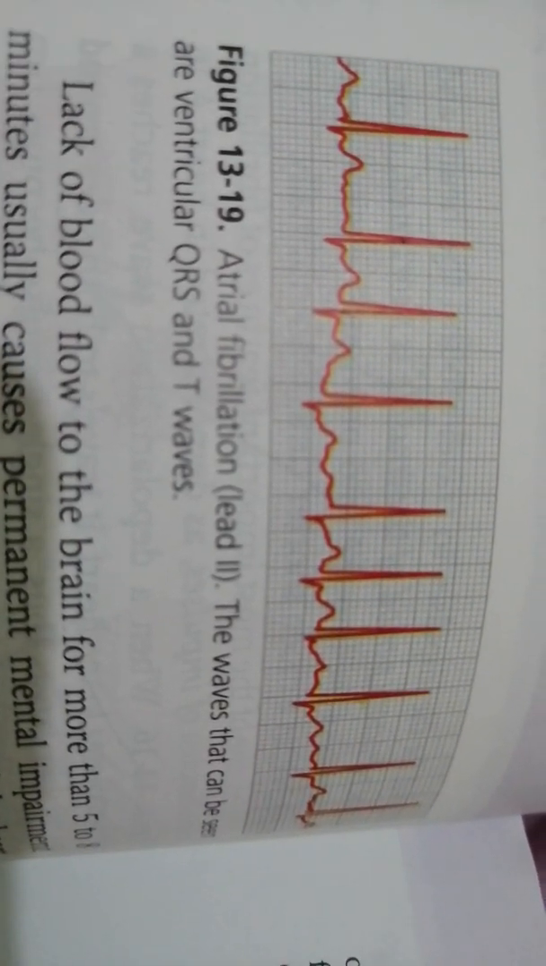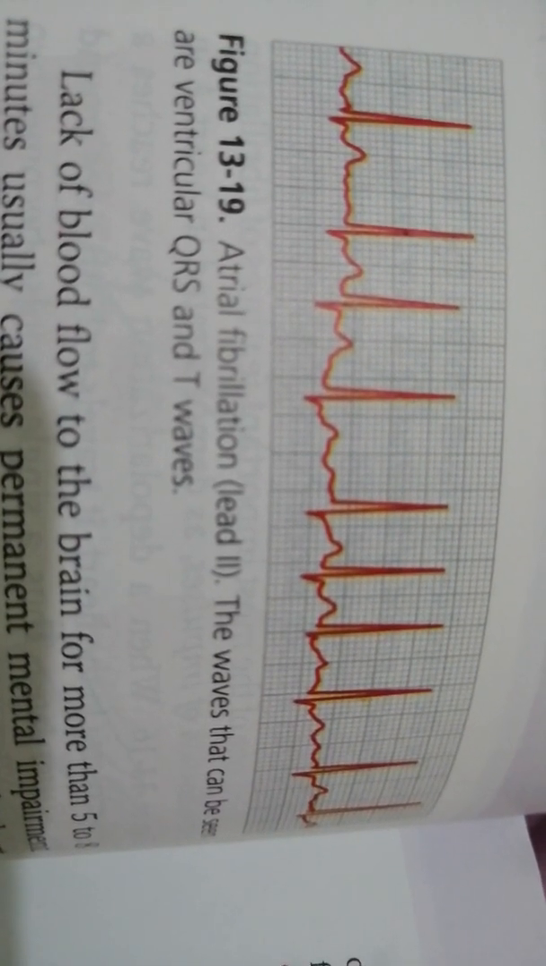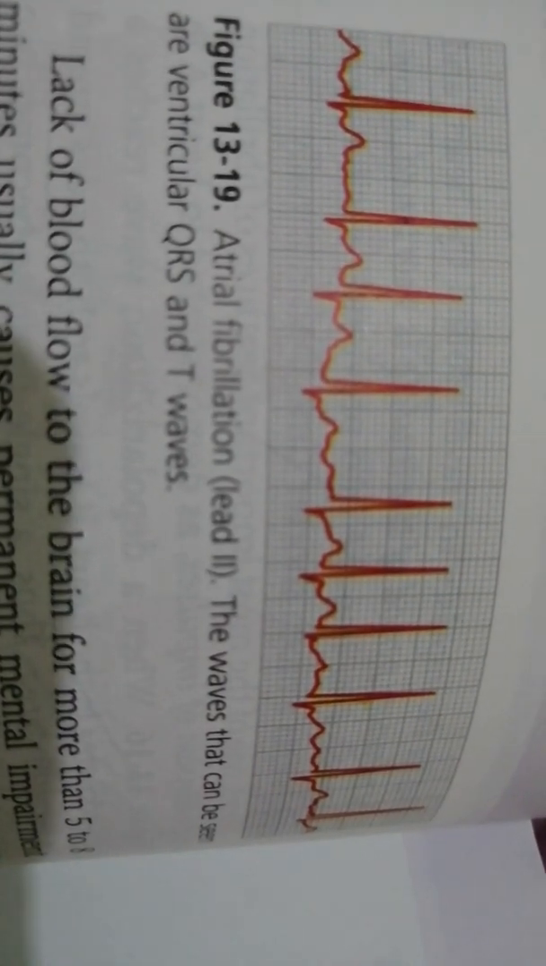So this is basically the ECG of atrial fibrillation. This is the ECG of a person who is suffering from atrial fibrillation. So what can you note? The first thing is that the QRS complex appears to have a completely normal shape.